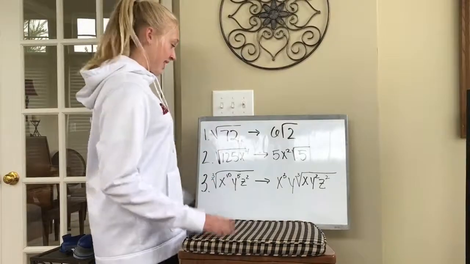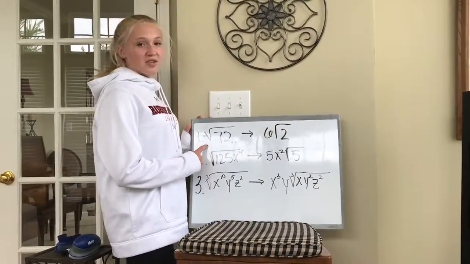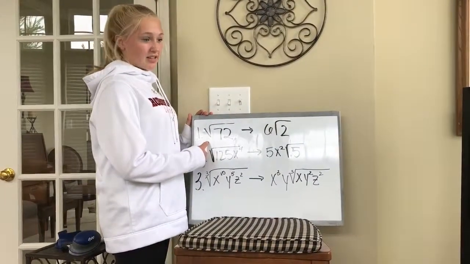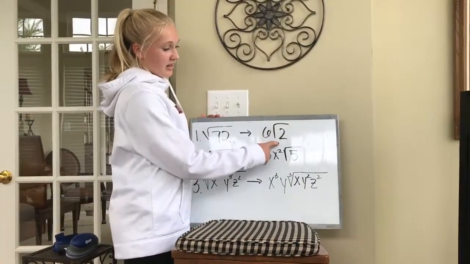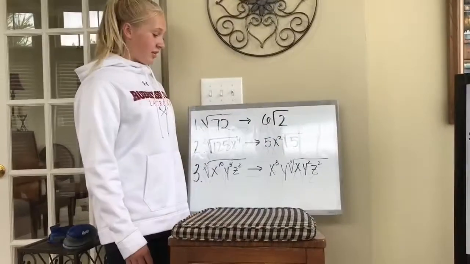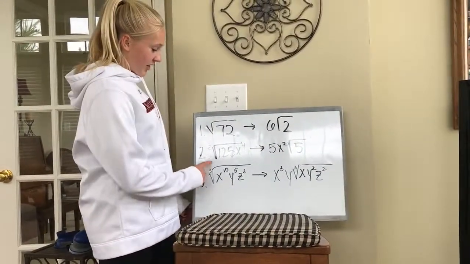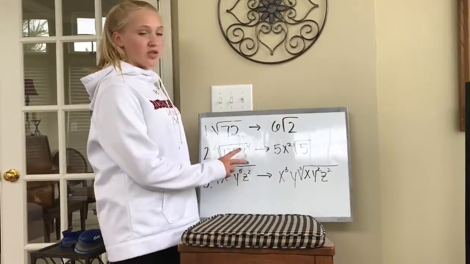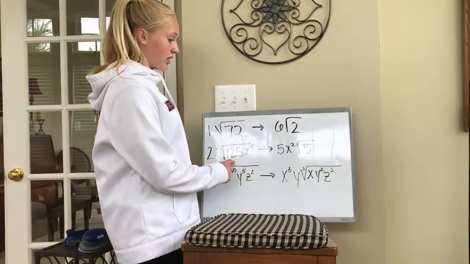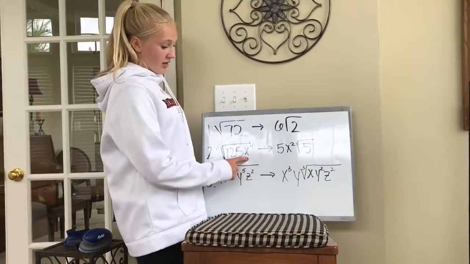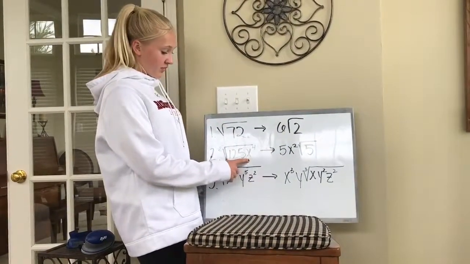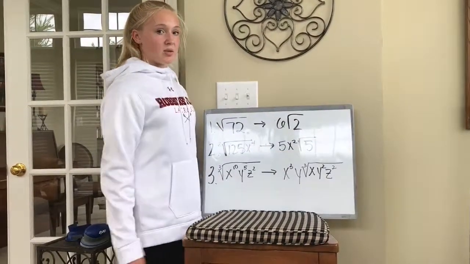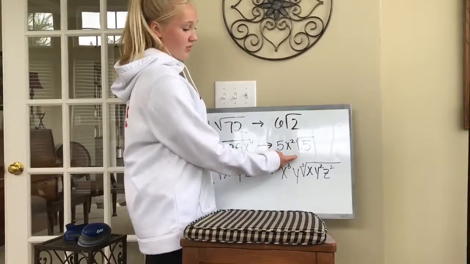So for example, 72. We know two factors are 36 and 2, and the square root of 36 is 6. So what you do is you take out 6 and leave the other factor inside the radical. Then moving on to number 2, it is the square root of 125, and 25 and 5 are the two factors. When you take the square root of 25, you get 5. Since there's also a variable in this expression, we know 2 goes into 4 twice, so the variable is just going to be x squared. So your final answer is 5x squared radical 5.